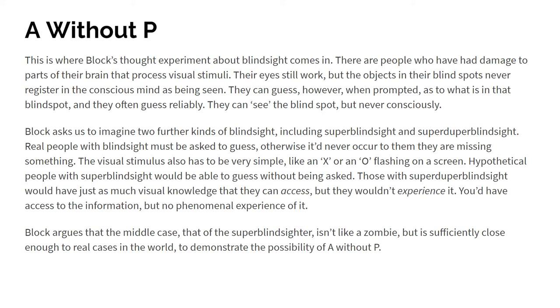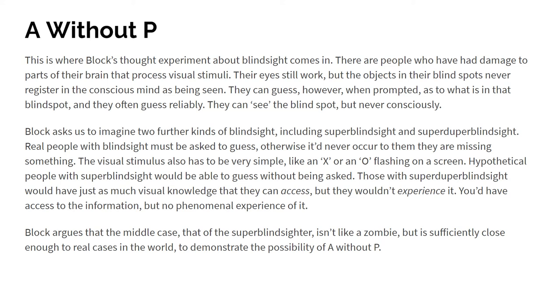You have to prompt someone with blind sight to guess, otherwise they would just see a blank nothingness. But he imagines that this super blind sighter would not have to be prompted. They would not be able to experience something, but they would have access to the data anyway. A super duper blind sighter would be able to see perfectly in an information processing way, but not experience any of it. And then we're right back to the zombie again.